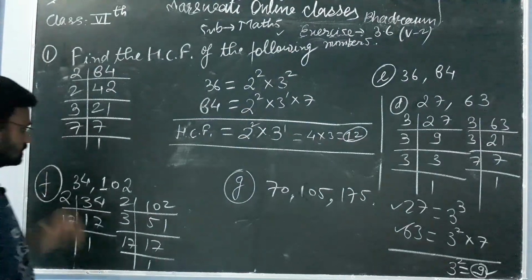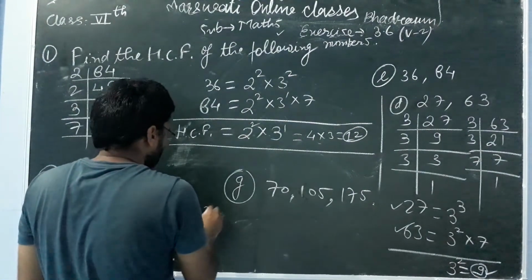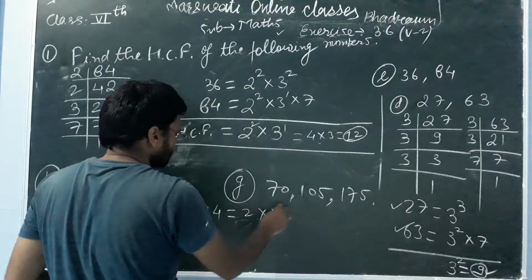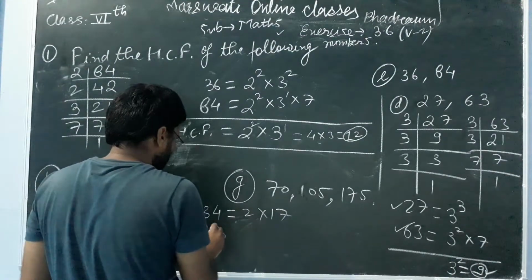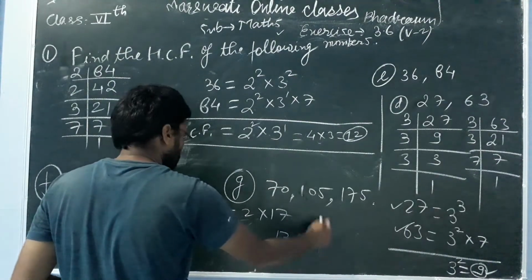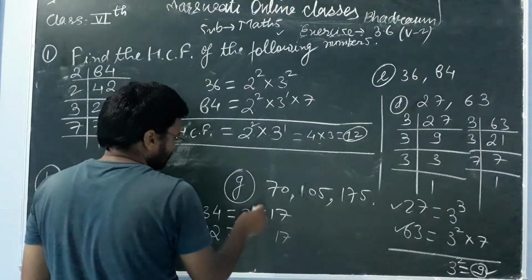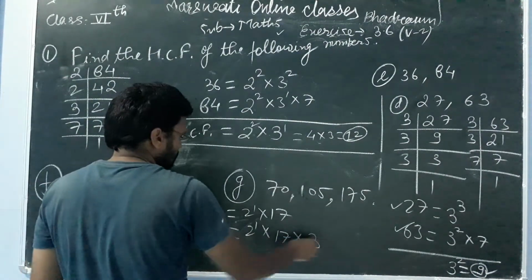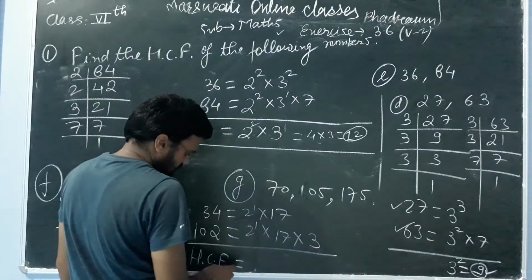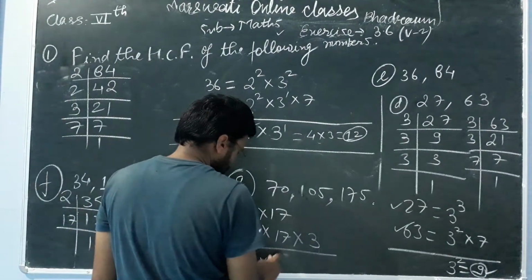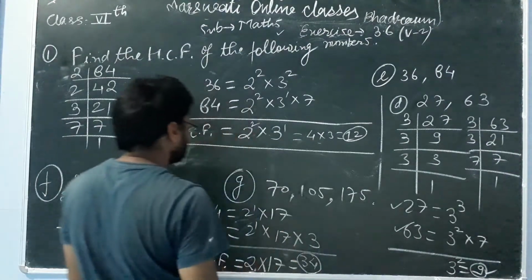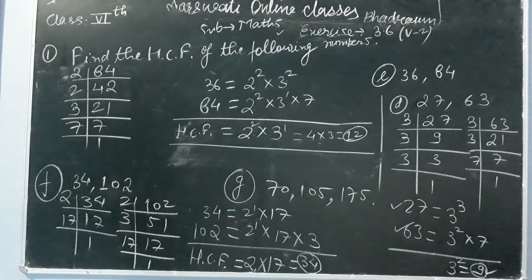Okay, so here what we will get is 34. HCF of 34: 2 into 17 is 34. Okay, 102. So what is that? This is 17 into 3, and 2 is also there, so 2 to the power 1 again into 17 into 3. Now our HCF is what? Our HCF is 2 to the power 1 into 17 to the power 1, which is 34. Okay, so our HCF is 34 in our part F.